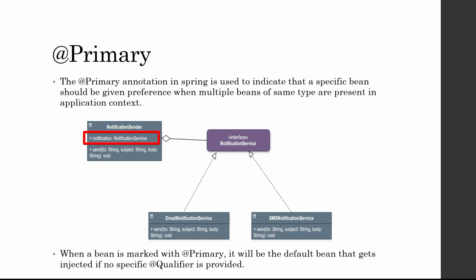When the Spring application starts, Spring's IOC container will create two beans, one for SMSNotificationService and the other one for EmailNotificationService. And it would try to inject these notification beans in the NotificationSender, but it would not be able to decide which bean it has to inject in the NotificationSender. So this will create an ambiguity problem.